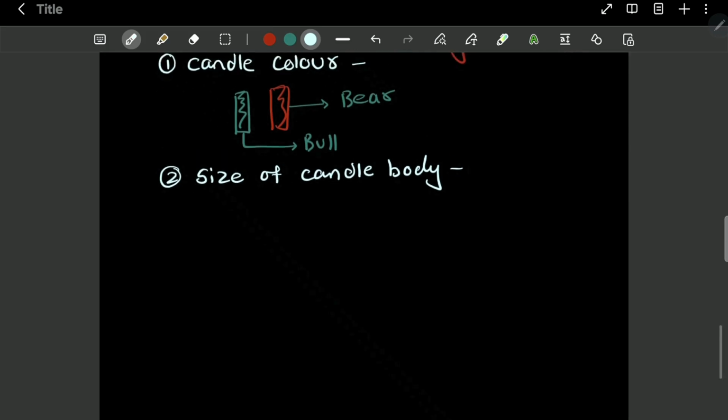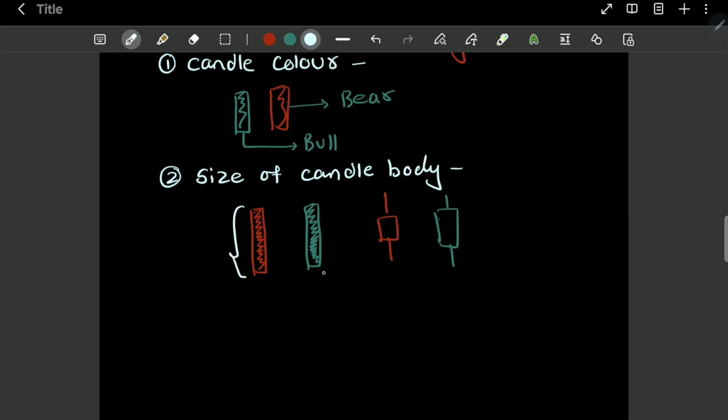Second is the size of the candle body. The bigger the body of the candle, we learned what the body is, right? The bigger the body of the candle, the stronger the trend. Trend, as in, it can be bearish or bullish. If any candle is making a small body and a long wick, that is not a signal of a strong candle. So the bigger the body, the bigger the victory of the winning side.